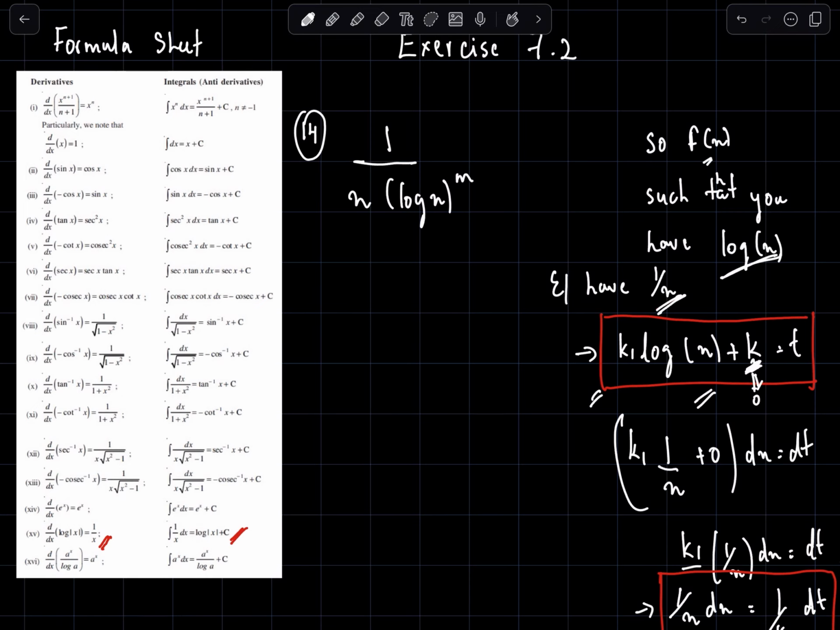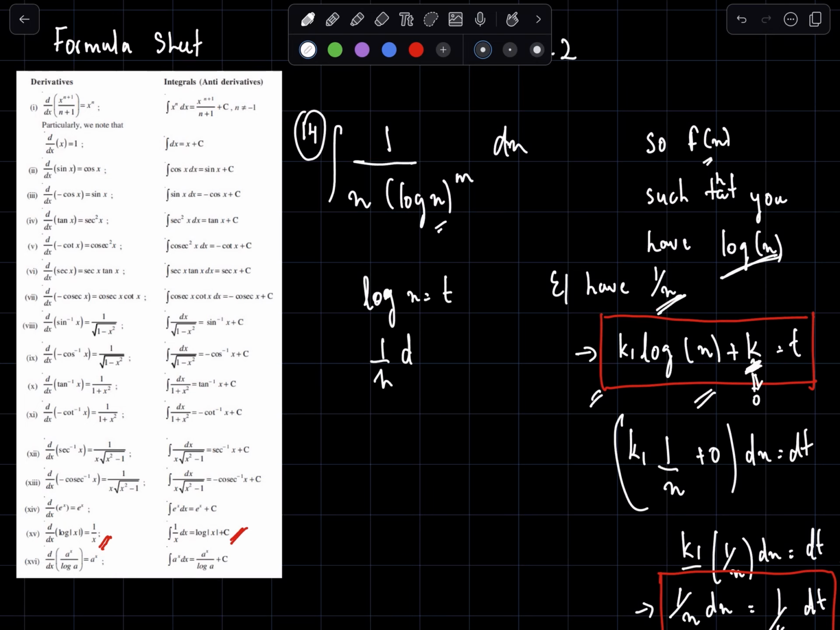So do you have log x? Follow the rules. You saw log x, right? F of x such that you have log of x. Yes, you do have log of x. Do you have 1 over x? Yes, you do have 1 over x, right? Let me highlight that for you. Isn't this 1 over x? And you have log of x. Alright? So let's integrate this. So log of x is equal to t. 1 over x dx is equal to dt.